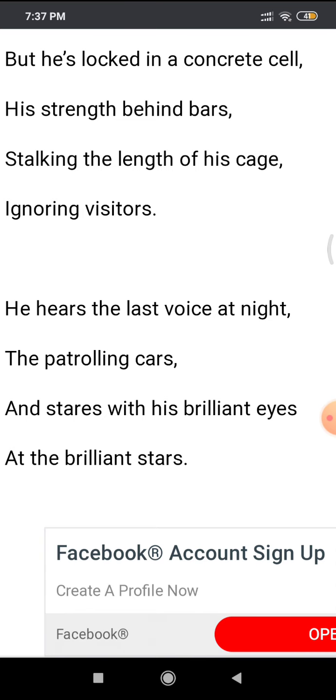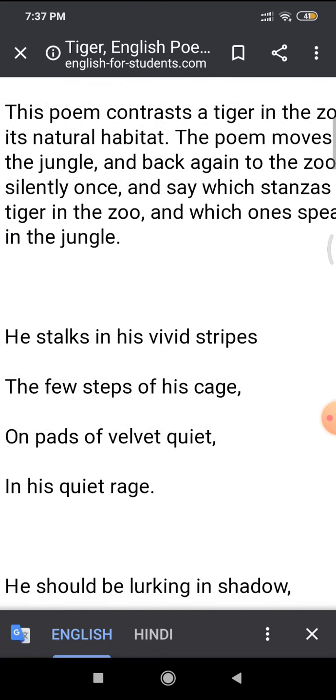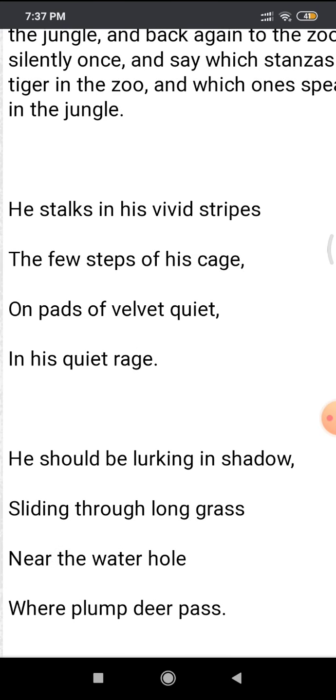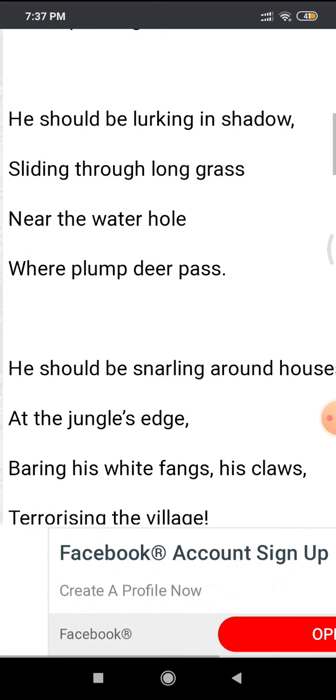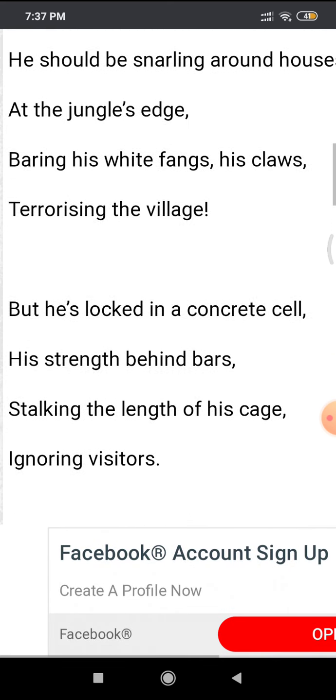Now we will come to the next, that is velvet quiet. He stalks in his vivid stripes. Stalks, stripes, S S. This is alliteration. Consonant sound. The initial consonant sound has been repeated here. Got it?